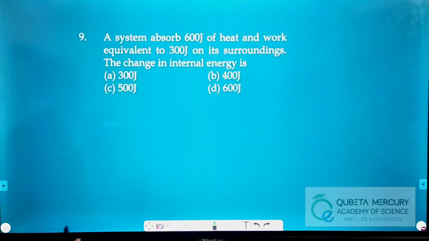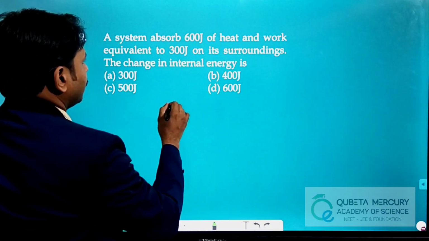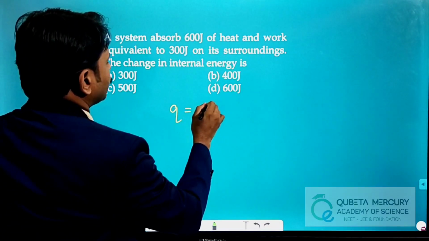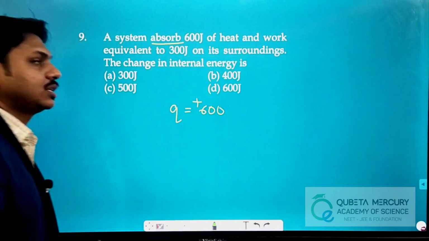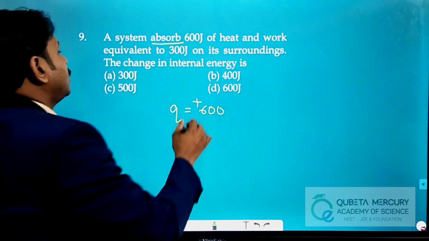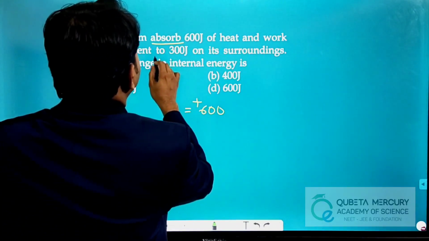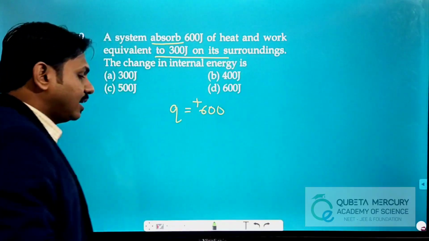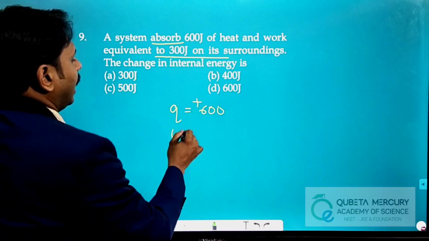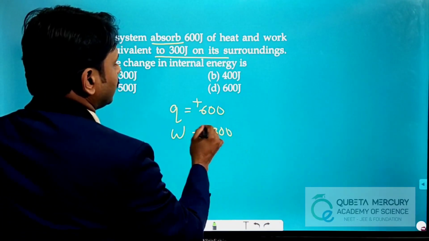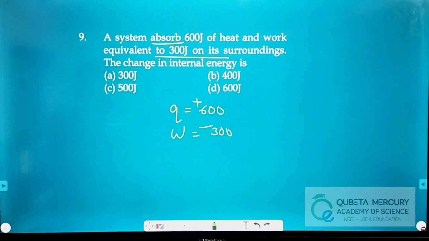A system absorbs 600 joule of heat. So the Q value is given as 600. Since it absorbs, I am taking it as positive 600. And it does work equivalent to 300 joule on its surroundings. Working on the surroundings means it releases its energy, 300. Since it lost energy, it is taken as minus 300 in chemical thermodynamics.